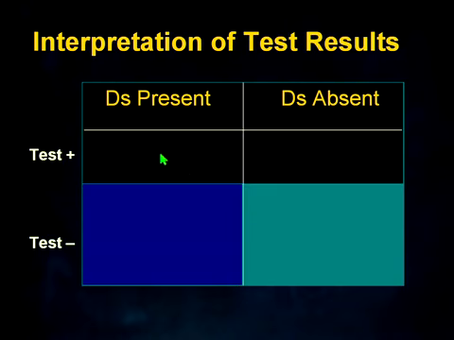Okay? Let's look at this box down here. Do these people have the disease? No. And what does the test say? They don't have the disease either, right? So these are the true negatives. They're people who don't have the disease, and the test says they don't have the disease. So these are true negatives. Okay?